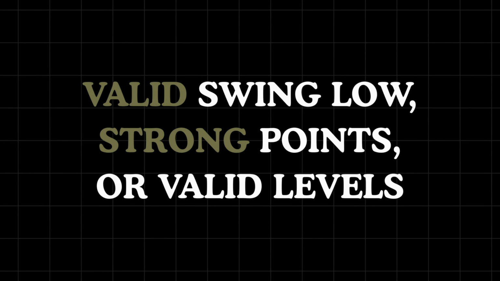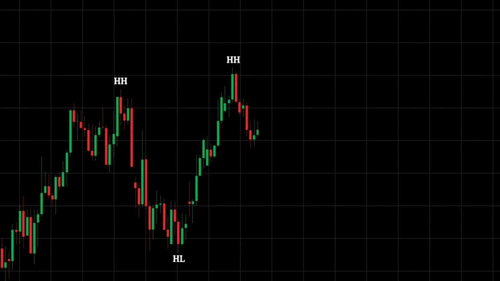Now, let's cover something very important: how to spot a confirmed swing low, a valid strong low, and why it matters. Let's walk through this together. Imagine we're looking at a real chart and price is trending upward. You see how it moves higher, then pulls back slightly. That's normal. Price doesn't travel in a straight line, it moves in waves.